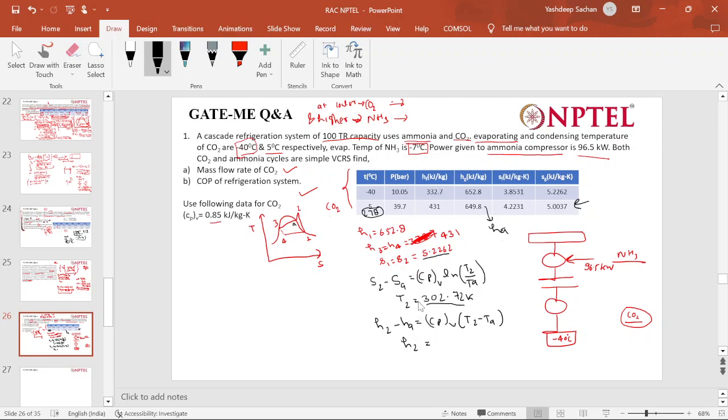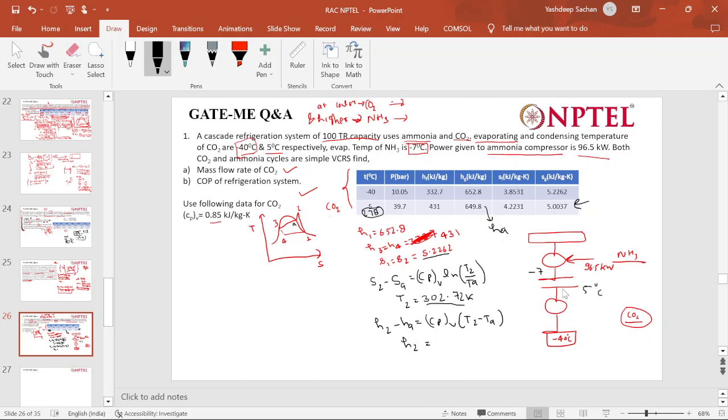Sir, I have a doubt. CO2 is going to work between minus 40 degrees Celsius to 5 degrees, and then ammonia will work from minus 7 to some other temperature. So this temperature difference is because we want heat transfer to take place from higher temperature to lower temperature, right? So let's suppose this is minus 40 and this would be the 5 degrees Celsius, right? But here it is minus 7.